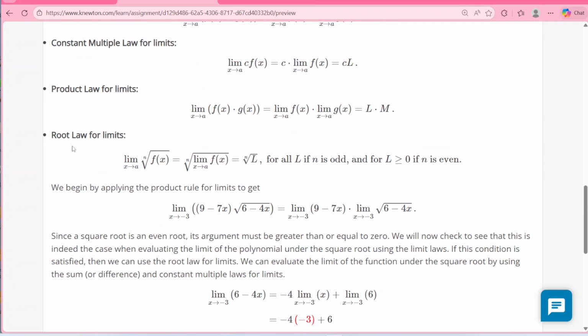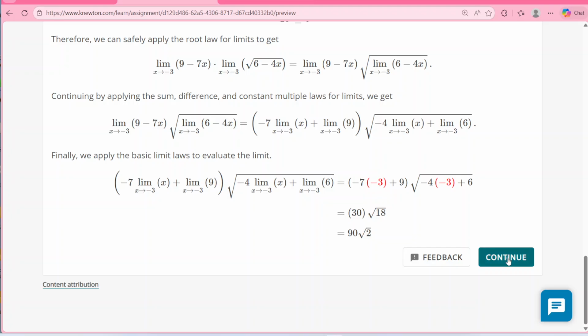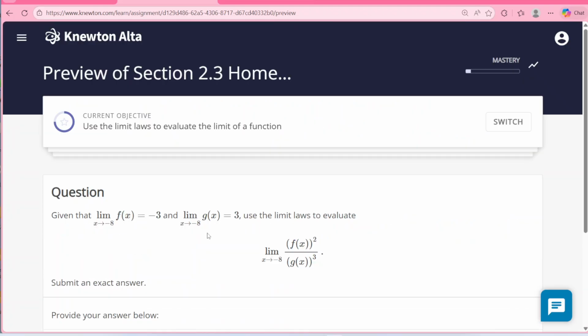So notice how in the root law for limits, when you're taking an even root, as long as that limit is non-negative, you're fine. You can just kind of plug things in. Remember, an odd root, you can have any number inside an odd root, so see how it's for all L and all that. All right, so another one here.